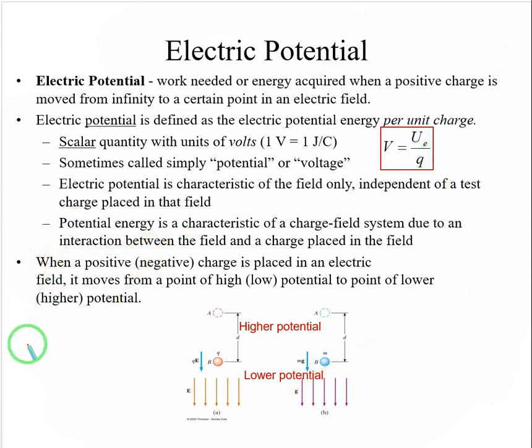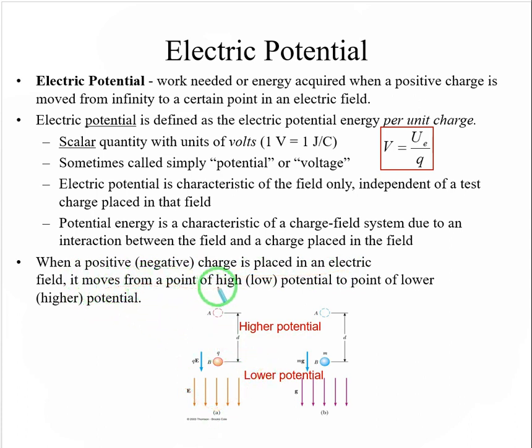So, a scalar quantity with a unit of volt, 1 joule per 1 coulomb. I've told you before, electric potential is a scalar quantity. Sometimes we call it potential or voltage. Electric potential is a characteristic of the field only, independent of a test charge placed in that field. Potential energy is a characteristic of a charge-field system due to an interaction between the field and a charge placed in the field.